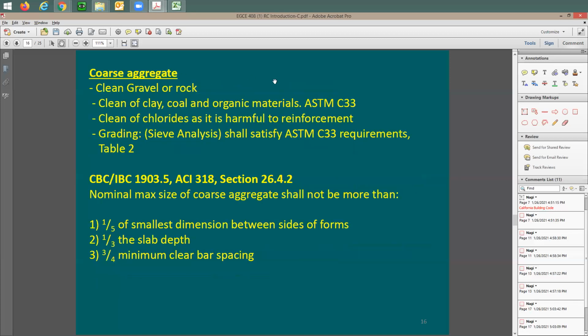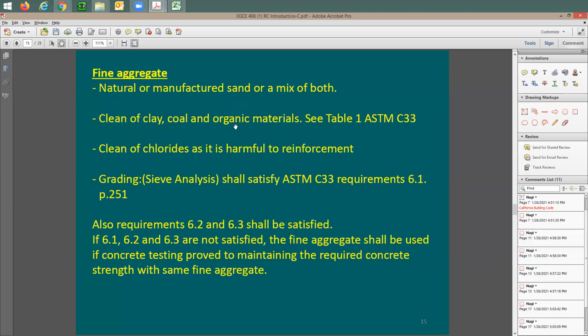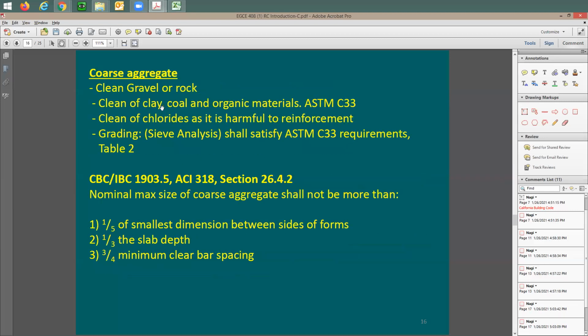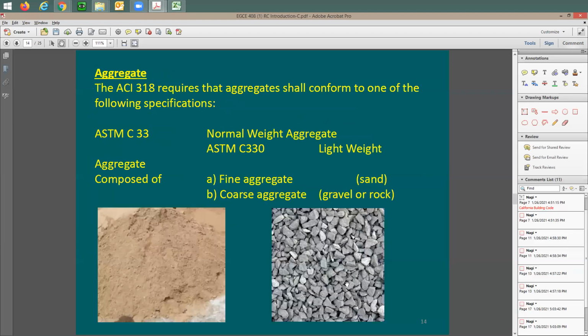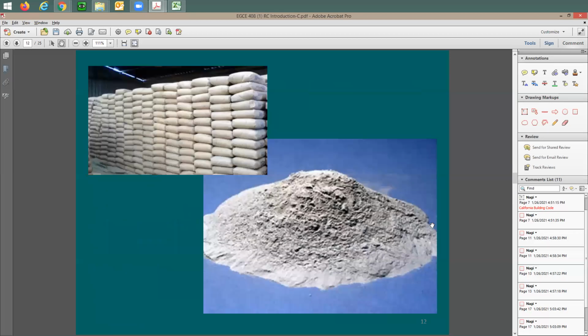When it comes to the coarse aggregate, there are more restrictions, not just about having no organic materials, no chlorides. It's going to be also about the size of the aggregate. So let me confirm this with you. You see here the aggregate size? There's a maximum size that you can use. You cannot just go with any aggregate, because in some cases, the rock size is going to be too big, and you're going to have a problem fitting it in the reinforcing.